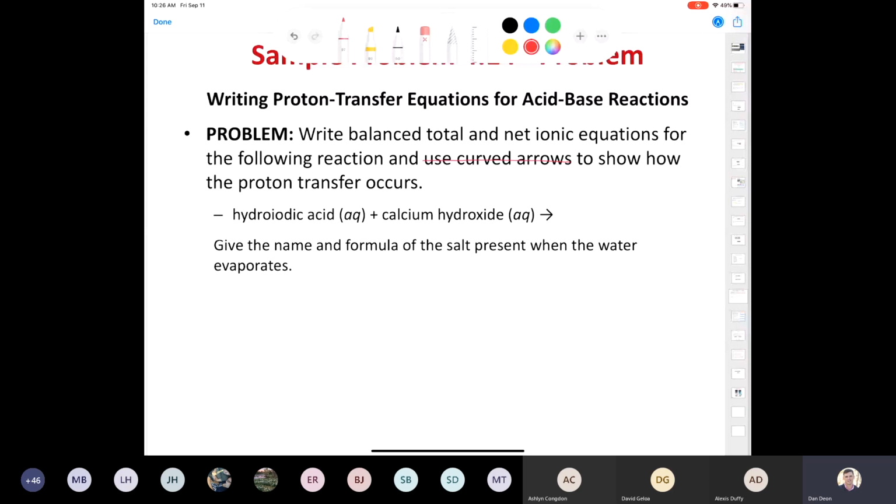Writing out a net ionic equation? Or do you want to move on to titrations? Okay, Kenner says yes, please. So let's do it. Let's give it the old college try here.